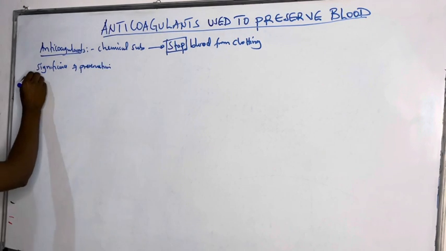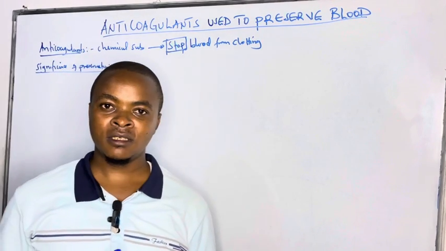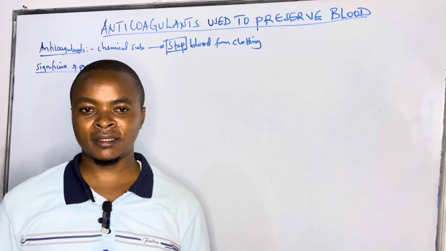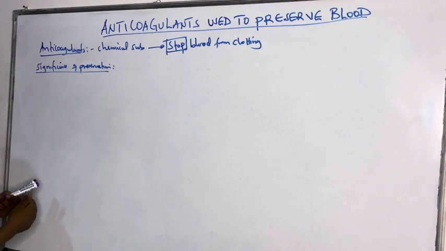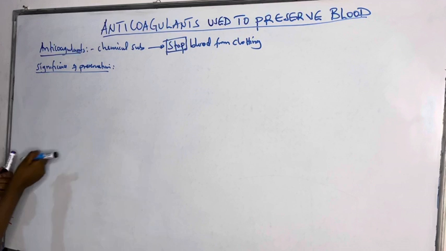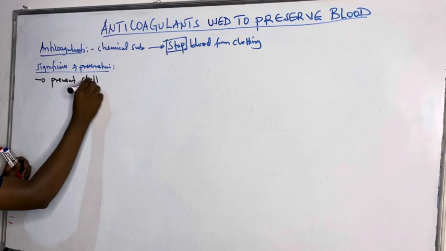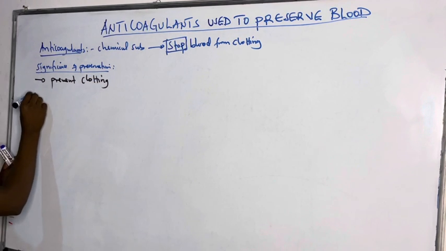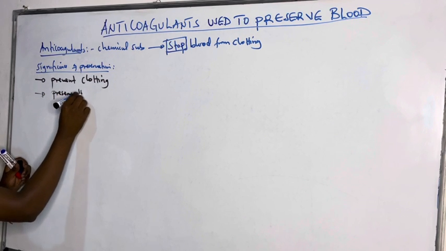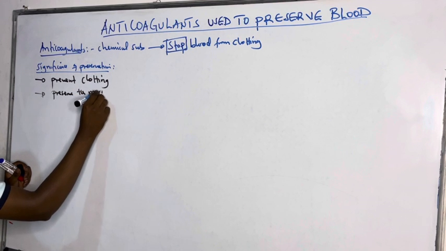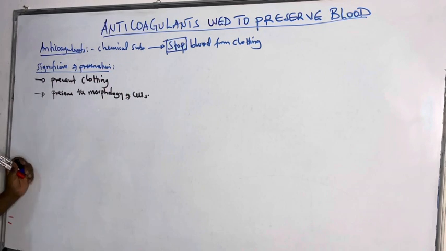After phlebotomy, that is the process of collecting blood, why do we need to preserve it by combining it with anticoagulants? One of the major significances is to prevent clotting of blood, or to stop blood from clotting. That is one of the major aims. Another major aim is preserving the morphology of cells in the blood, so that cells remain the way they are in the body.